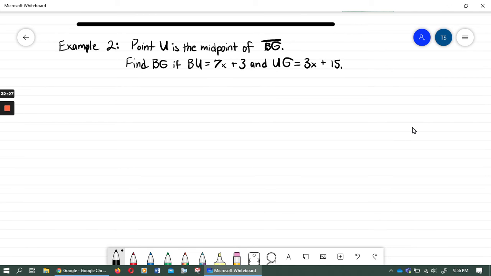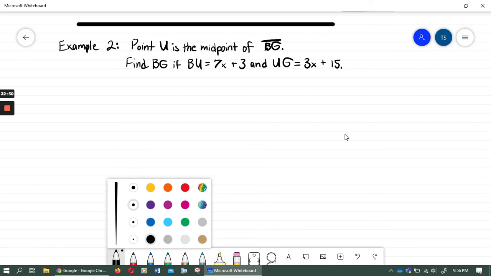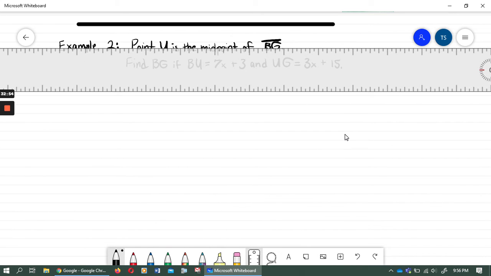Okay, it says that point U is the midpoint of segment BG. So tell me that you don't know how to draw segment BG with the two endpoints B and G. I wish you would try to tell me that. Don't make me laugh.